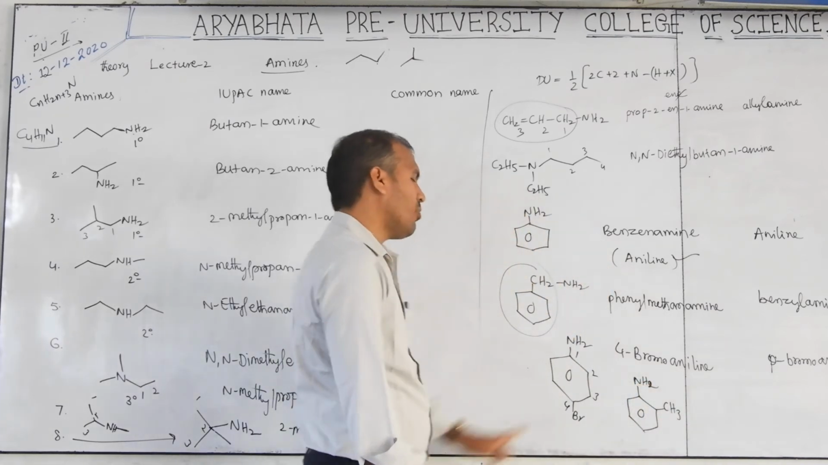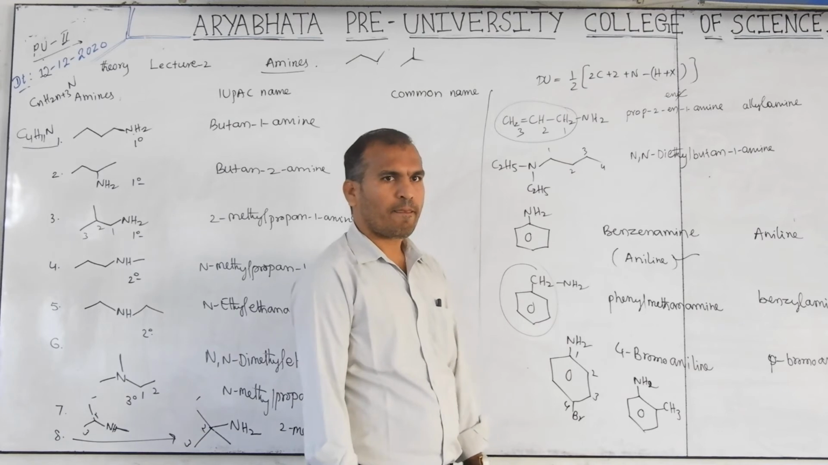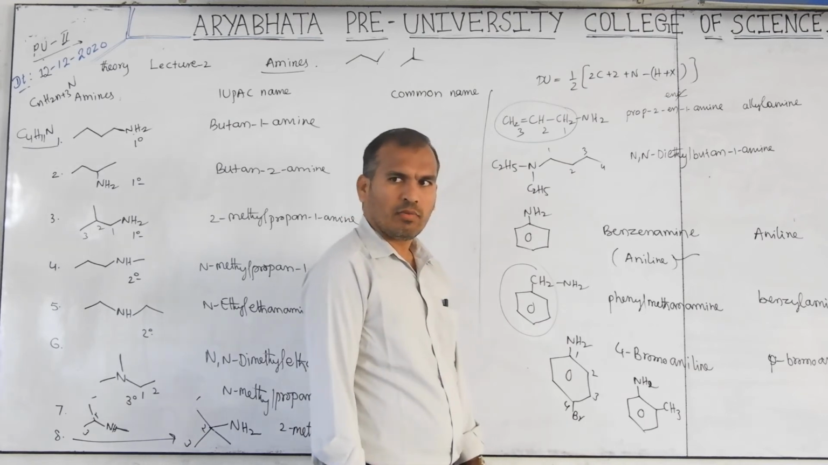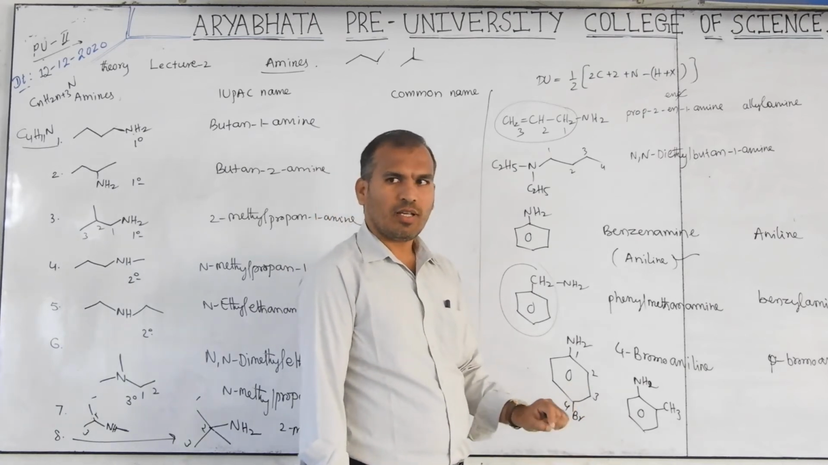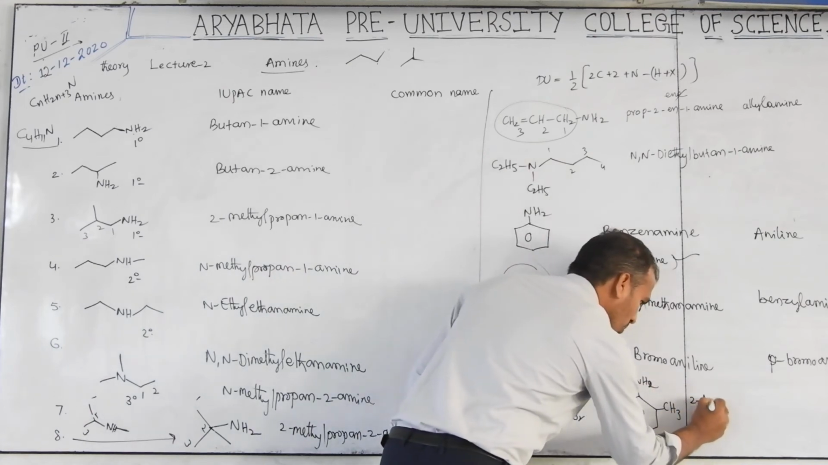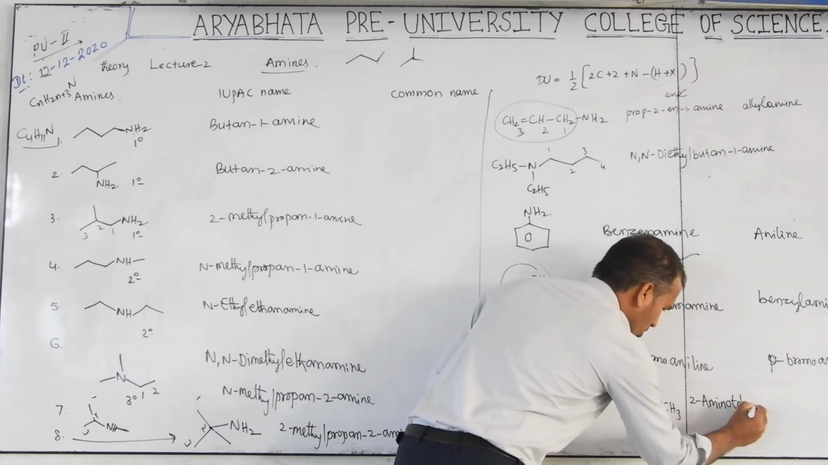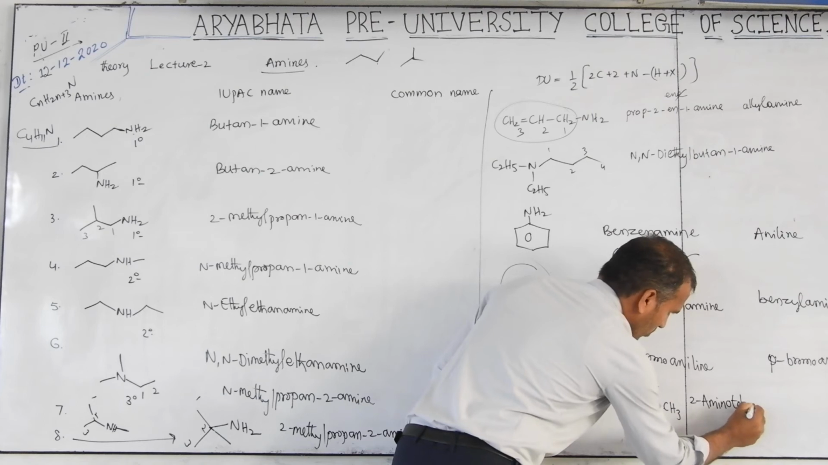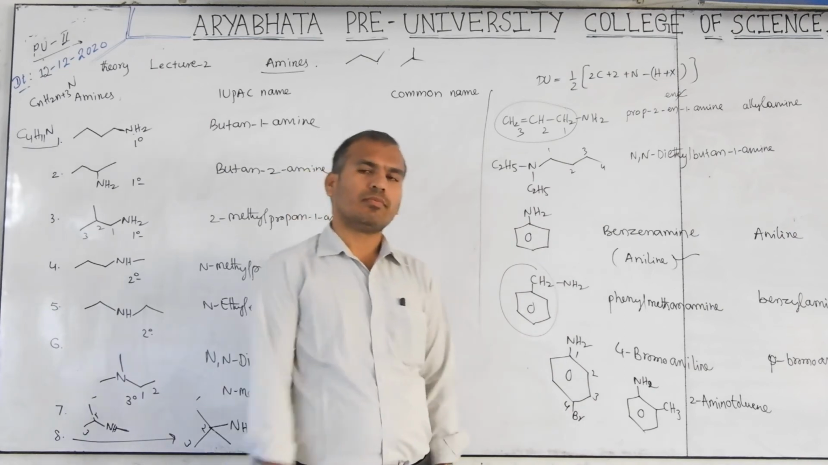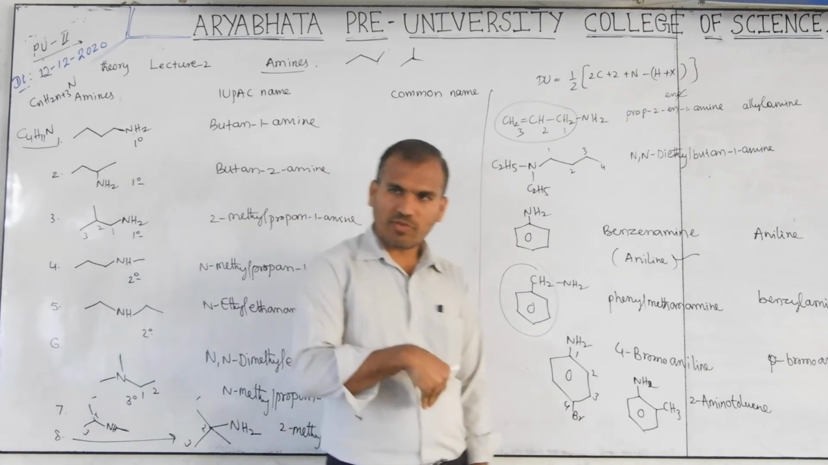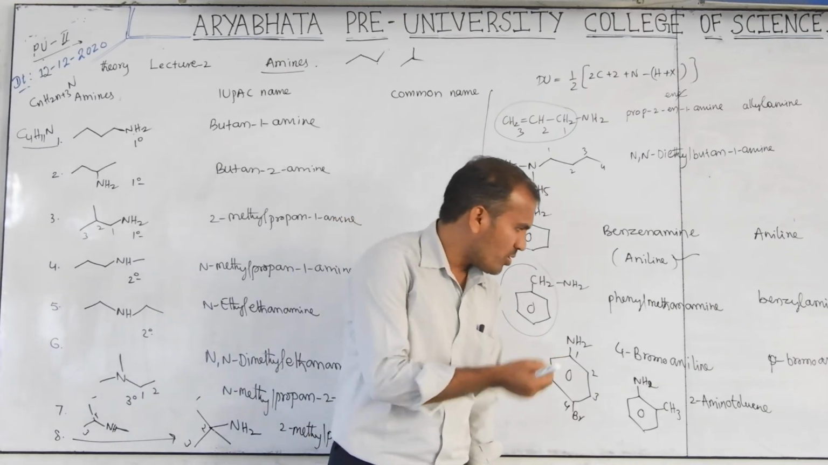The next one, very important. Tell what is the name of this one? IUPAC. 2-methylaniline. But in a textbook, it is given 2-aminotoluene. See, in your textbook, 2-aminotoluene. Then which is correct? What you gave first or this one? 2-methylaniline correct or 2-aminotoluene correct?